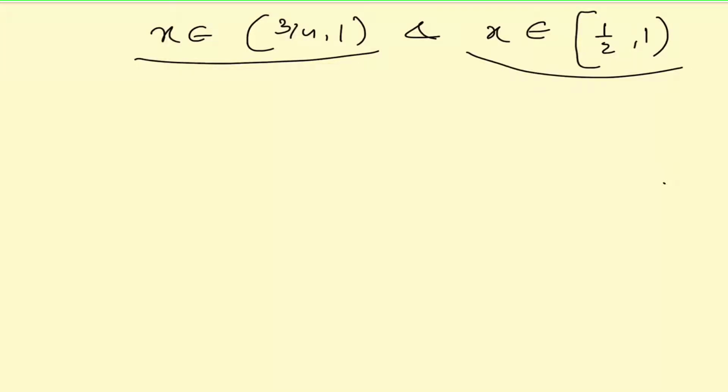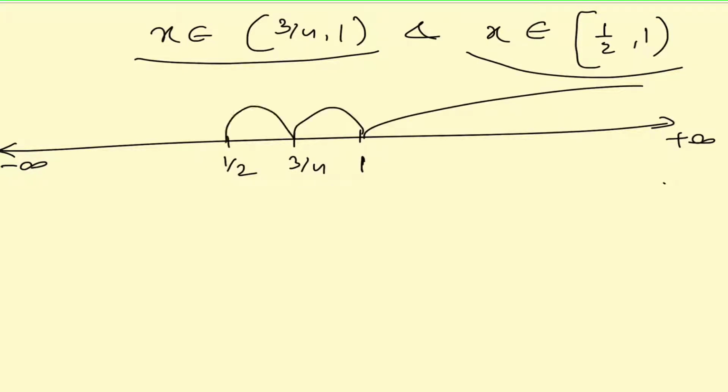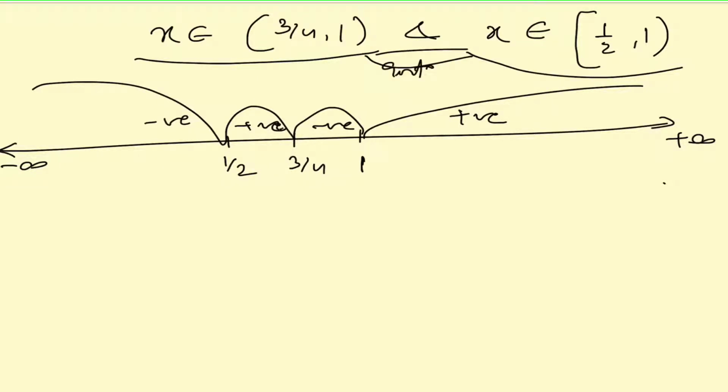So how are we going to deal with this? We are going to represent all this on the number line, minus infinity and plus infinity. So 1 will be here somewhere, 1 by 2 will be here, 1 by 2 is 0.5, 3 by 4 is 0.75, so it will be here somewhere, and it will divide the number line into 4 parts. This will be positive, negative, positive, and then negative. Sorry, we are going to take the intersection of both of these.